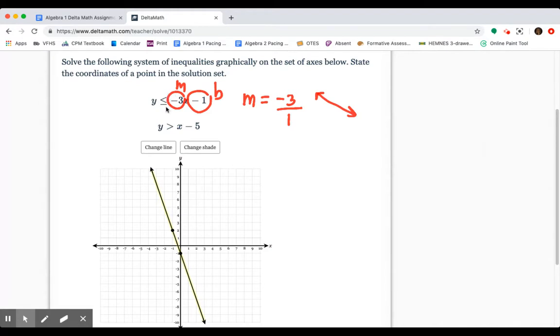It's less than or equal to, so I want it to be a solid line since it has that or equal to line underneath the inequality symbol. And since it's less than, I want to be shaded below the line. So we'll go right there.